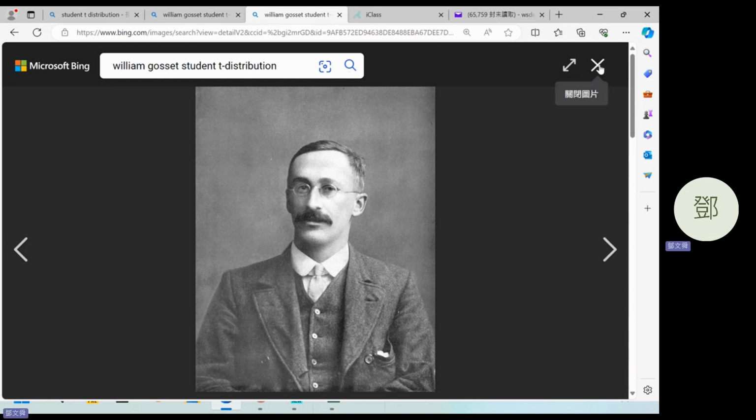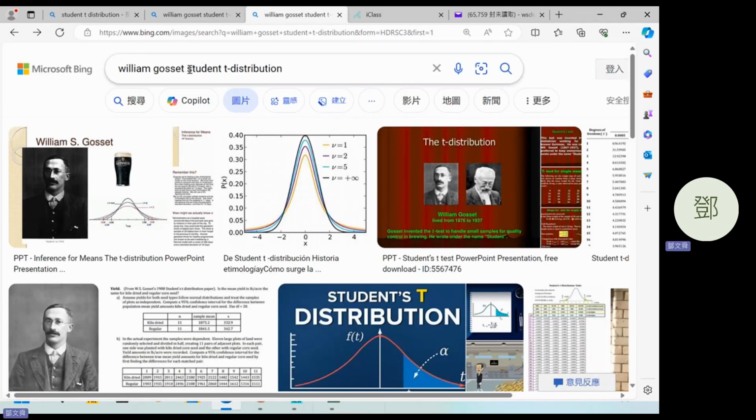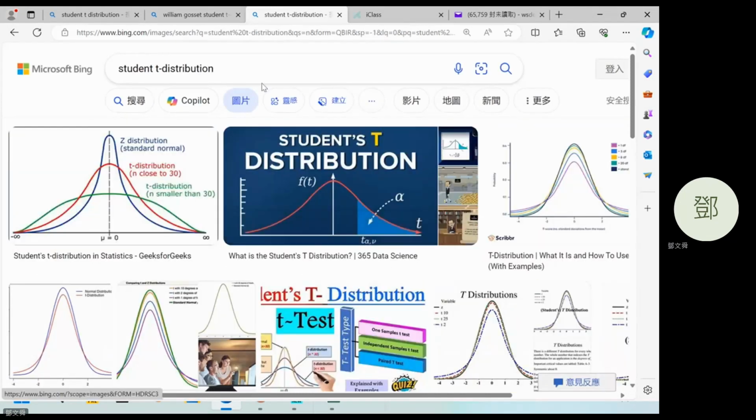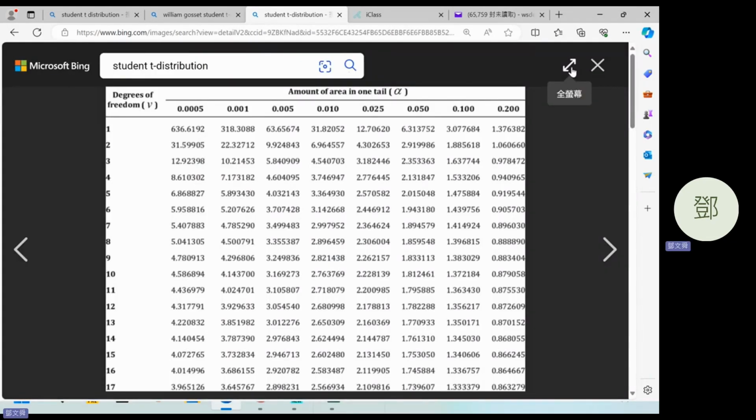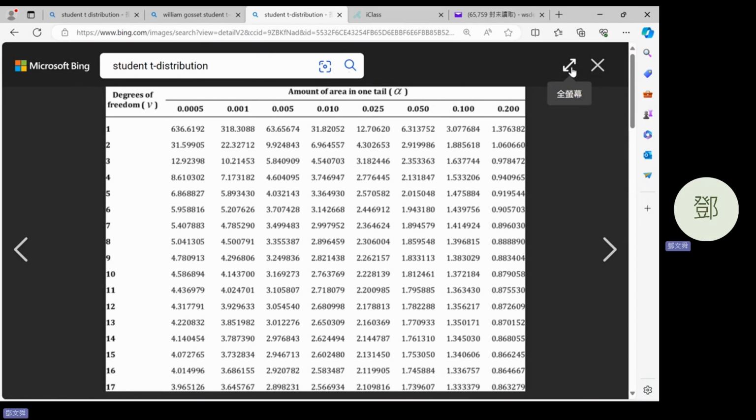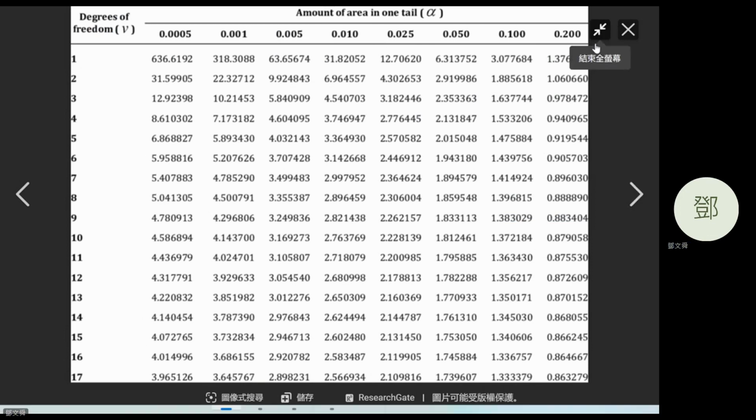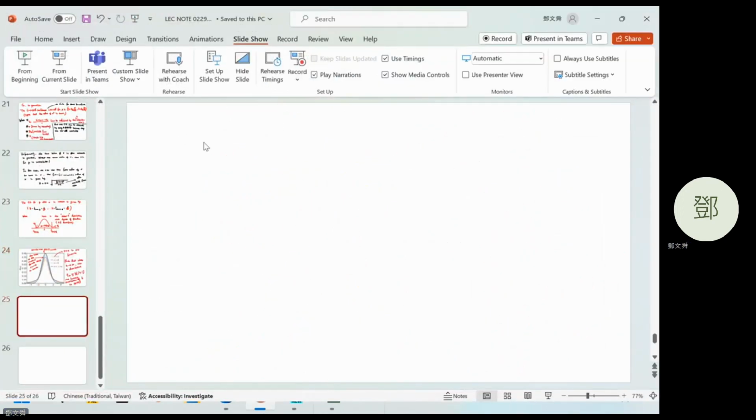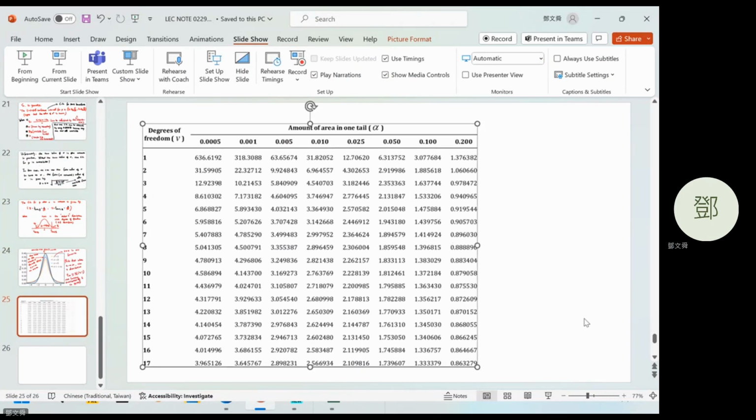Okay, and the table. Let us go to the table. One tail. Yeah, here. Copy and paste. You can go to your appendix and look for the table of T distribution, and this is the critical value.